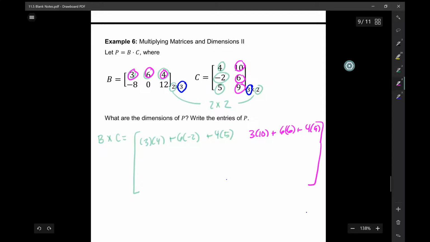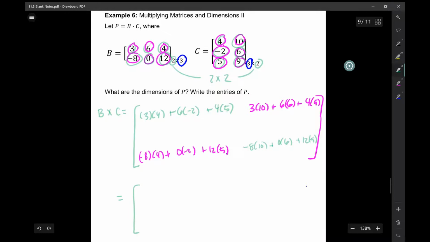Now we take the second row of B with the first column of C. Negative 8 times 4 plus 0 times negative 2 plus 12 times 5. And finally, negative 8 times 10, 0 times 6, 12 times 9. All right.